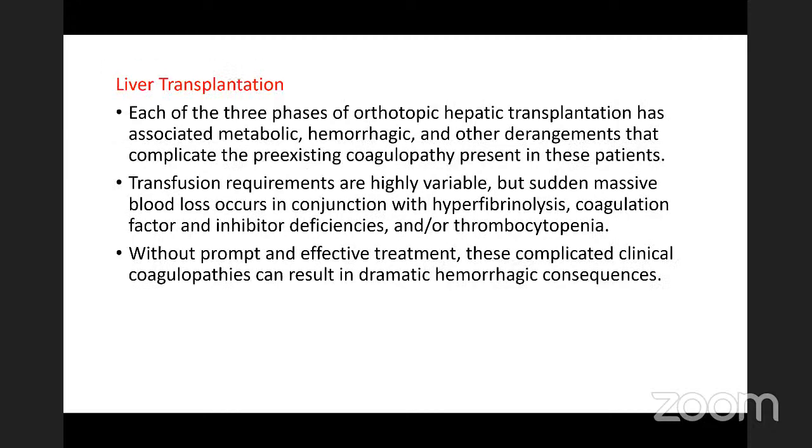In liver transplantation, each of the 3 phases of orthotopic hepatic transplantation is associated with metabolic, hemorrhagic, and other derangements that complicate the pre-existing coagulopathy present in these patients. Transfusion requirements are highly variable, but sudden massive blood loss occurs in conjunction with hyperfibrinolysis, coagulation factor and inhibitor deficiency, and thrombocytopenia. Without prompt and effective treatment, the complicated clinical coagulopathies can result in dramatic hemorrhagic consequences.